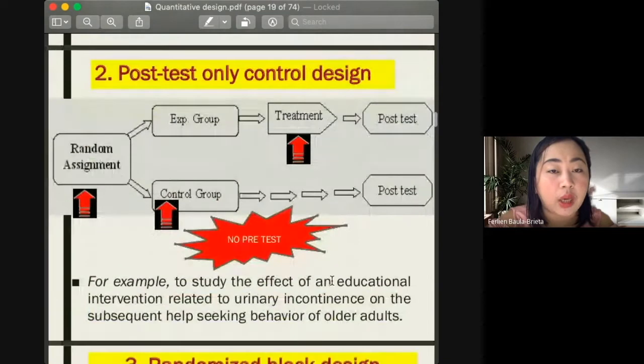The next type of true experimental research design is the post-test only control group. So from the word itself, post-test only, it has no pre-test. Okay, if the same example applies, we have here our experimental group and control group. There is no baseline testing. You just add directly the treatment and get the post-test result, right?